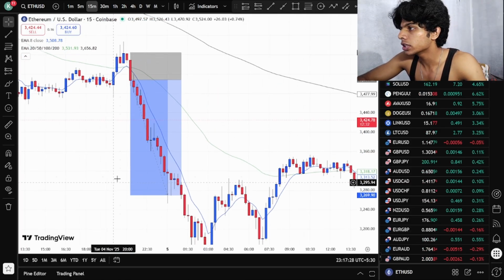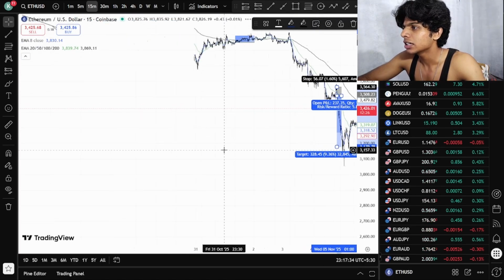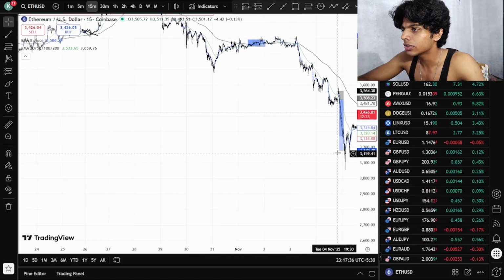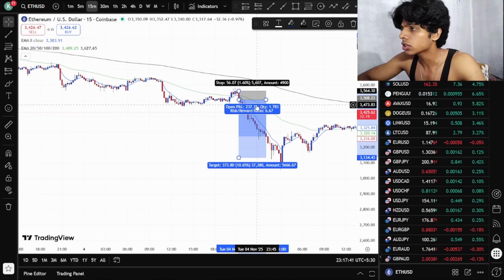Okay, so here you can see that if I played this strategy a bit smart, I could have ridden it all the way till here, which would be 1:6. Okay, so that is one.